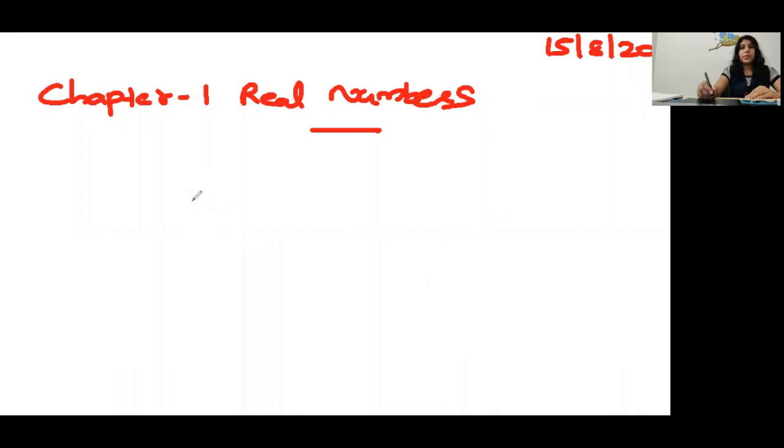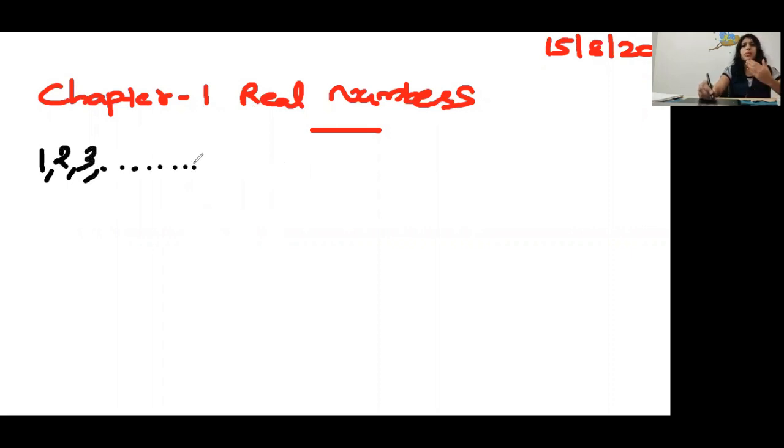Hi everyone. So, chapter 1 is real numbers. Before coming to the topic real numbers, we have to know the basic things, what all number patterns are there. We have to study them. First is the basic thing. You know the counting numbers. Which are the counting numbers? 1, 2, 3, etc.